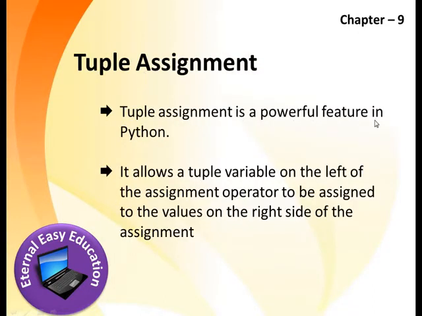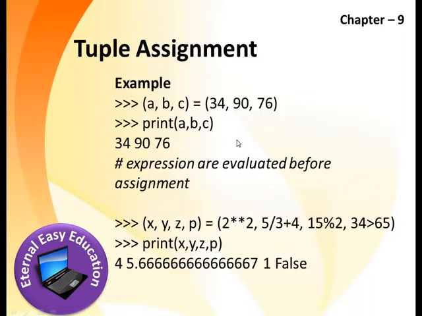Tuple assignment is a powerful feature in Python. It allows a tuple of variables on the left of the assignment operator to be assigned the values on the right side of the assignment. It is just like a simple assignment statement, a equal to 10, like that. First, the variables a, b, c are within the bracket, equal to 34, 90, 76 within the bracket. So the first value is given to the first variable, 34 to a, 90 to b, 76 to c.